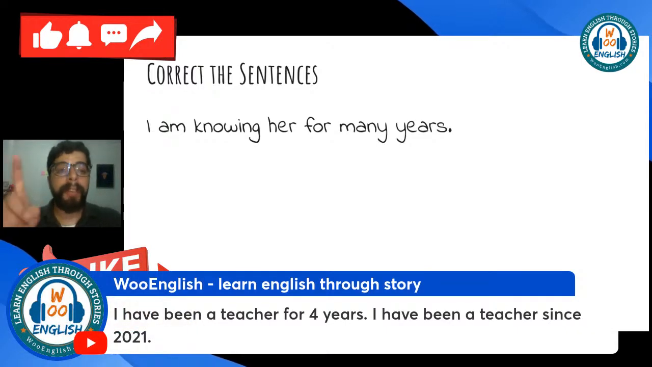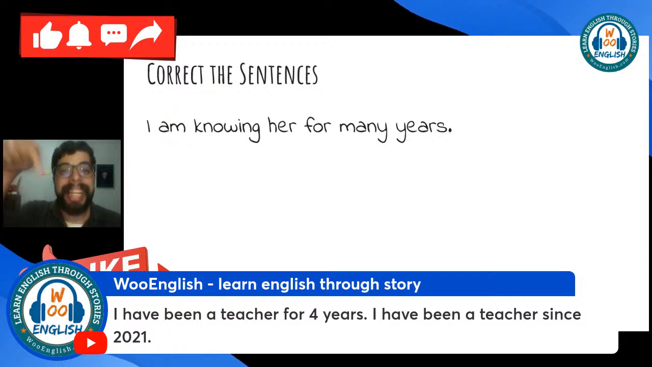So, if you ever see for or since, you should use the present perfect. What is the present perfect? It's have or has plus verb in the past participle. For example, I have been a teacher for 4 years, or I have been a teacher since 2001. So when you talk about a period of time, especially something that didn't stop, when we say I am knowing her for 4 years, I still know her now.